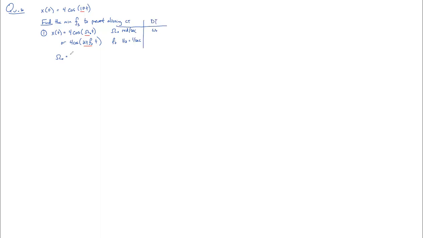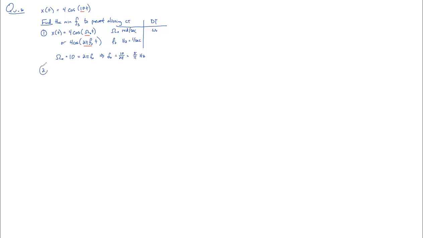So omega naught is going to be 10, but we could just as well have written that as 2 pi f naught. So therefore, our continuous time frequency is equal to 10 over 2 pi, which is the same thing as 5/pi. And because it's a frequency, that's going to be in hertz, which is the same thing as 1/seconds. So in every 1 second, this thing is going to go through 5/pi oscillations.